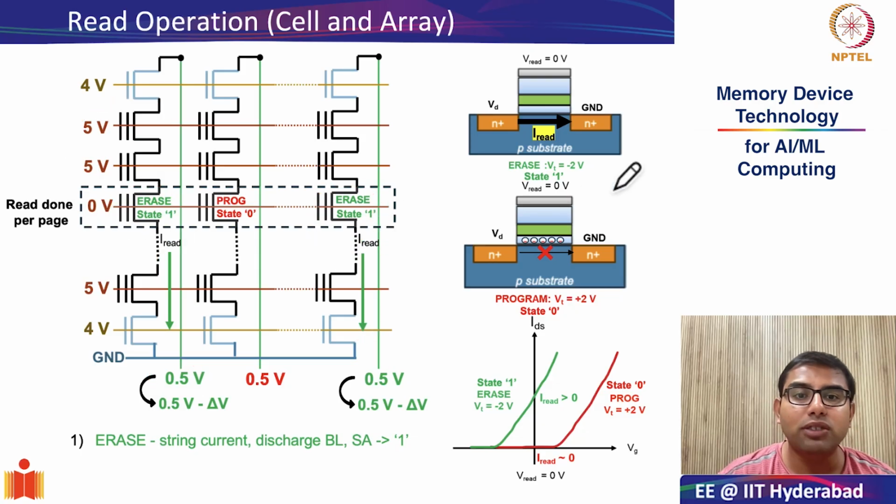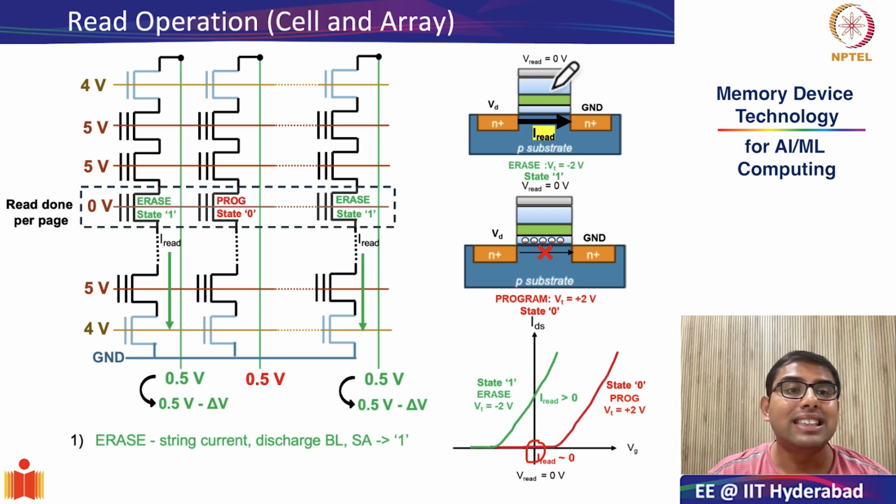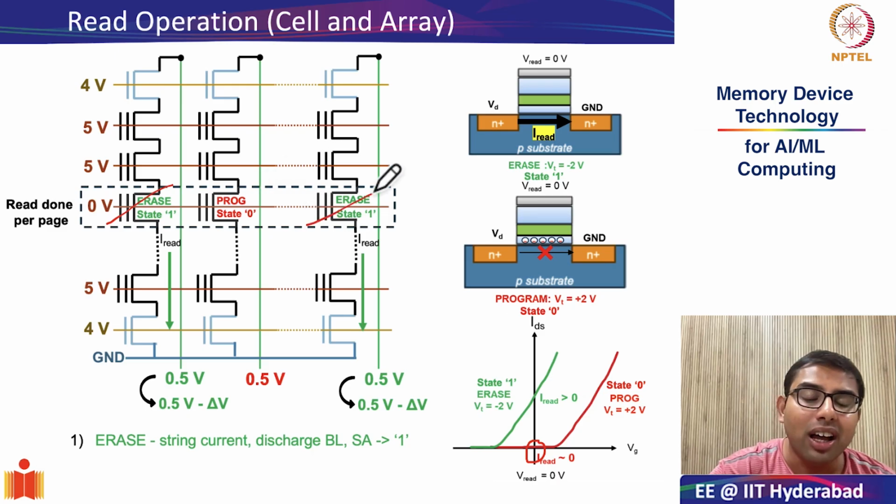This is because, as we had seen, the read voltage at the control gate was selected such that it is greater than the threshold voltage of your cells at erase state. That means these cells will be in on state under the current biasing conditions, and there will be a read current which will flow along the string, or along the respective string.